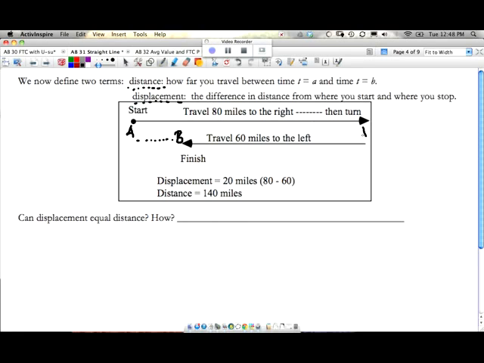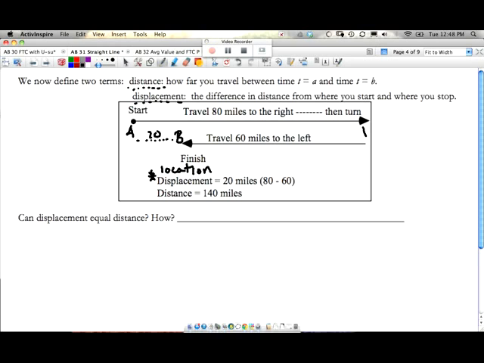Because if I travel 80 miles to the right, then I travel 60 miles to the left, I'm going to finish at a difference of 20. That's called my displacement. It's kind of more like your location. You started where, ended where, how far difference was that. But distance is going to be a little bit different than that because we traveled 80 and then we traveled 60. So we traveled 140 miles even though we ended up only 20 miles from where we started.